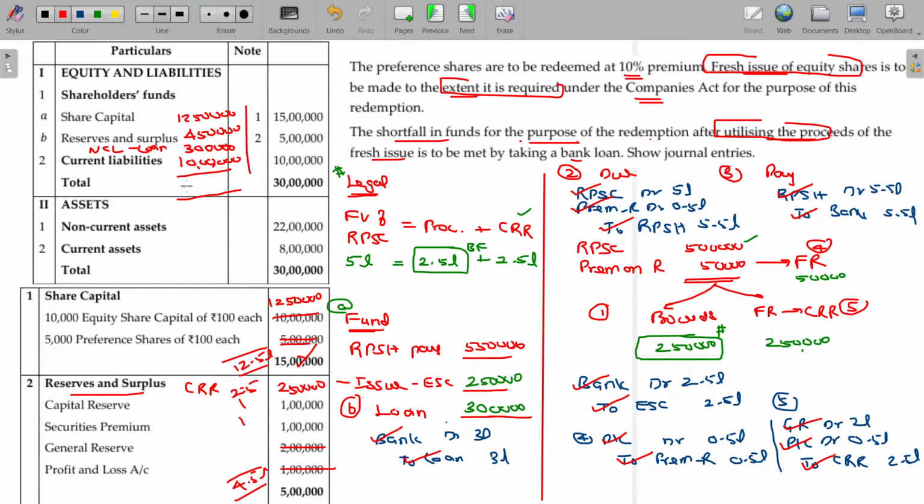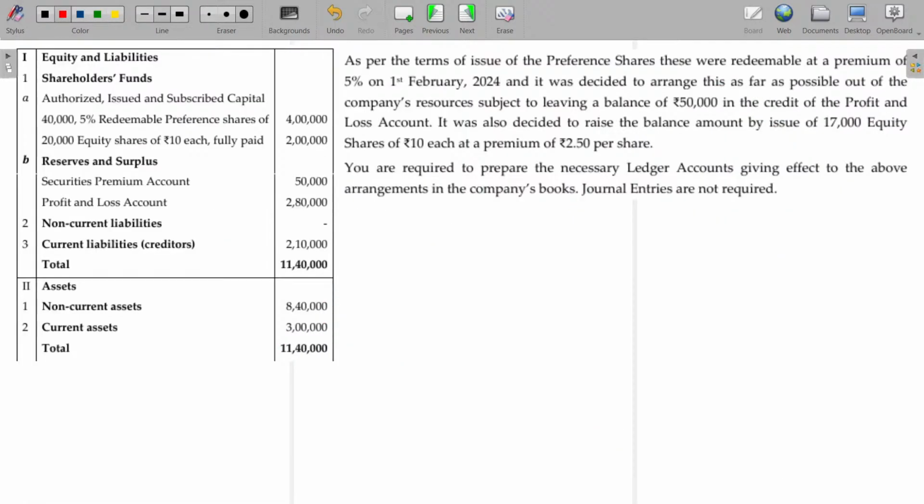Come on, total the liability side now as per the revised one. Total 30 lakhs. It's now agreeing. Clear? It's one of the comprehensive illustrations. Come on, make note of it. Form the format here.